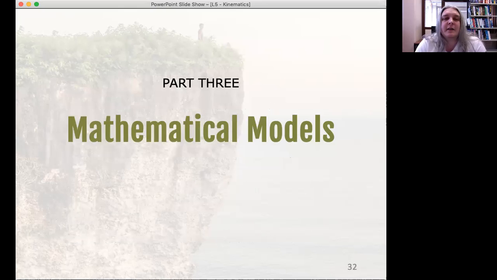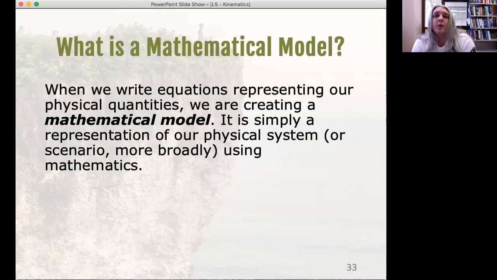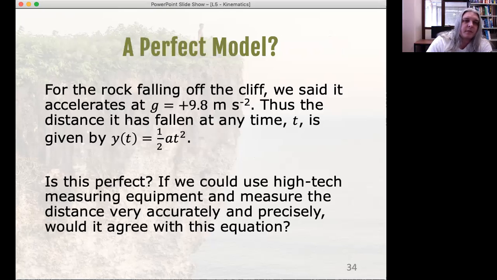And the last part, a very short little part here, is on mathematical models. There's nothing really for you to do here, just a little bit more to think about. I know we've already got lots to keep in mind as we do these problems, but just a bit more. When we write equations to represent our physical quantities, we are creating a mathematical model. That's just a term that means equations that represent our physical system. That's all it really means.